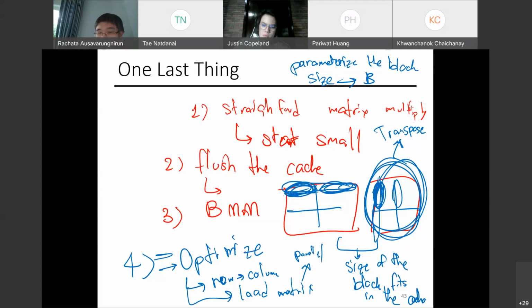You open two files, use pthread to load both of them in parallel. You can also parallelize the block matrix multiply using pthread, because each of these multiplies can be done independently. So you can use pthread to do that as well. So this is basically open-ended. The fourth part is the most open-ended part.